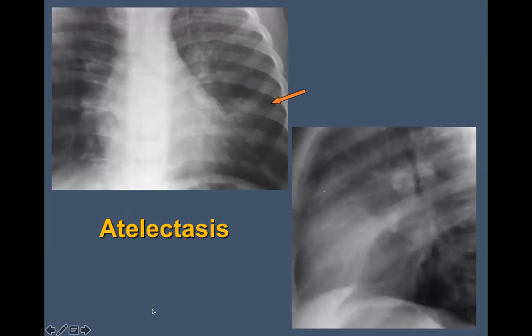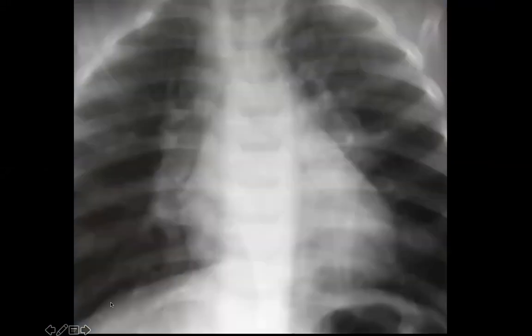Notice here on the lateral view that there's actually some bowing. This is the oblique fissure here. There's some bowing of that fissure going towards that density in the lung, which indicates to us that that's actually an area of volume loss. So atelectasis is not an uncommon accompaniment of primary TB, whether it's related to lymphadenopathy, compression, or just endobronchial stuff that's clogging up the airway.